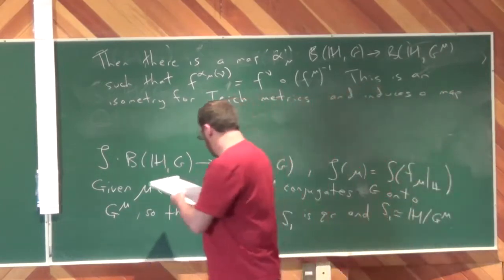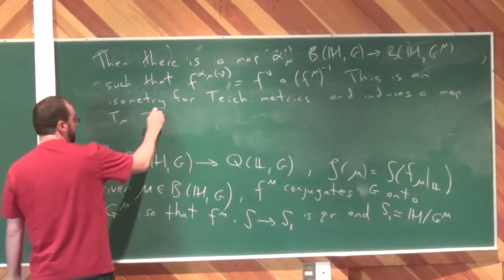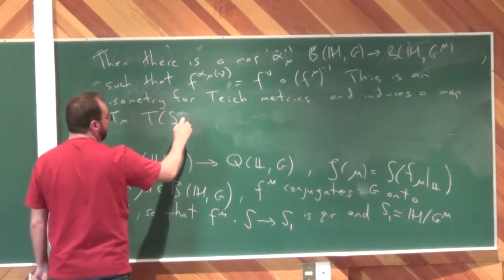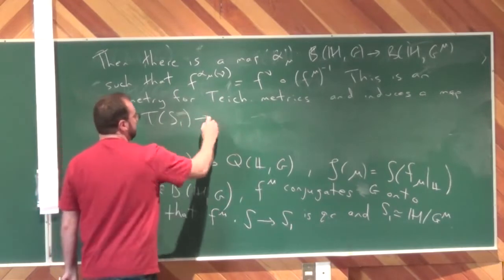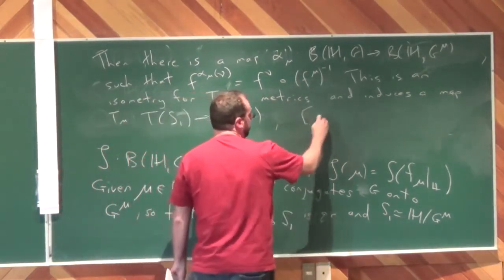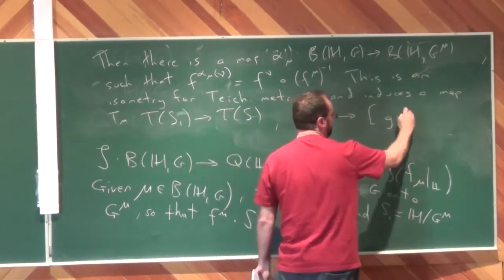and it induces a map tau mu from T of S1 to T of S, given by G being sent to the class of G composed with F inverse.